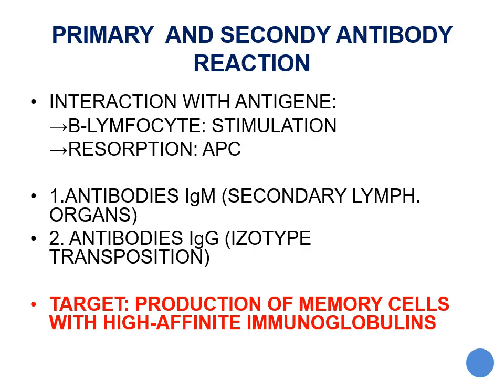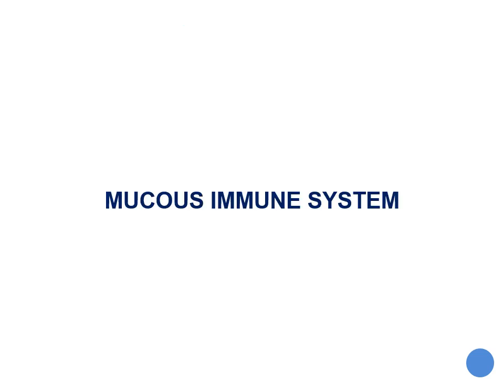Primary and secondary antibody reaction. First is the reaction with antigen. B lymphocytes are usually stimulated, and the antigen is presented by antigen presenting cells. Antibodies of immunoglobulin M appear in secondary lymphoid organs, and then antibodies of immunoglobulin G, isotype switching. The target is production of memory cells with high affinity immunoglobulins. Those are the primary and secondary antibody reaction.